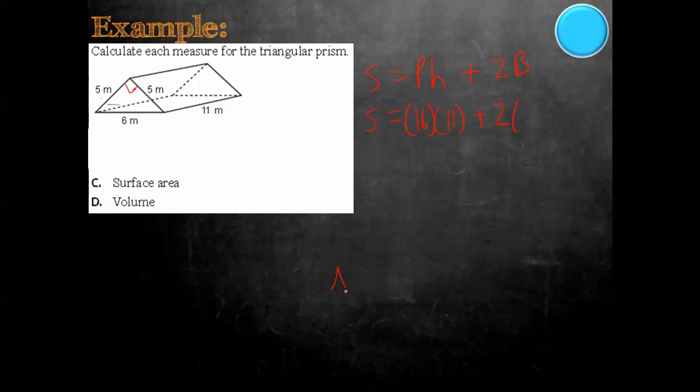Now here area is 1/2 BH. So here we have 1/2. Now our base and our height are the 5 and the 5. It's not the 6 because that's across from the right angle, so this is the hypotenuse. So your base and your height are the 5s. So we have 1/2 times 5 times 5, which is 12.5.